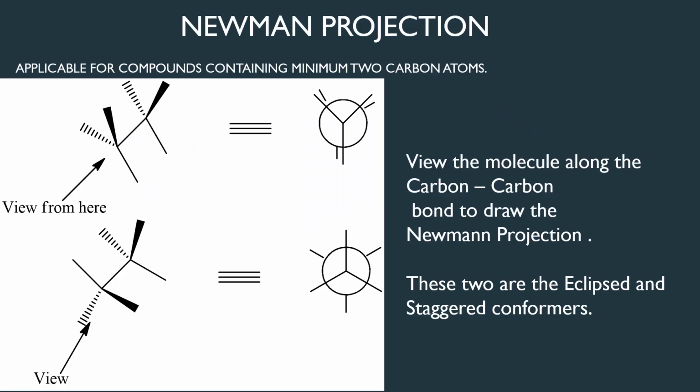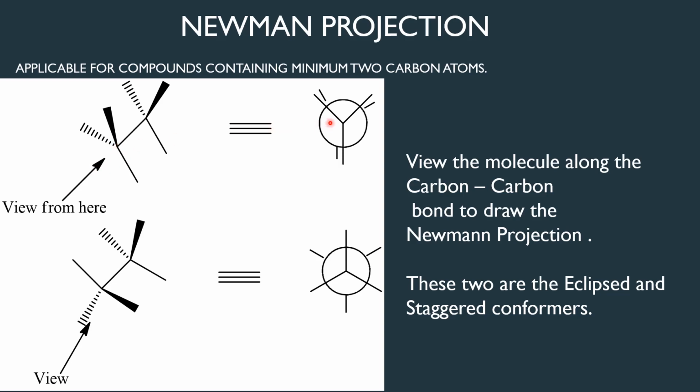Now we shall see how we can convert the perspective formulas into Newman projection. And to draw the Newman projection formula, the molecule should have at least two carbon atoms. So this Newman projection is applicable for compounds containing a minimum of two carbon atoms. This is the perspective formula of a molecule. I am viewing the molecule from here. This is the front carbon.